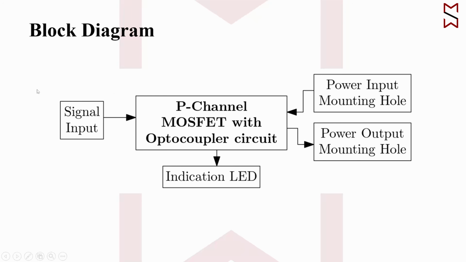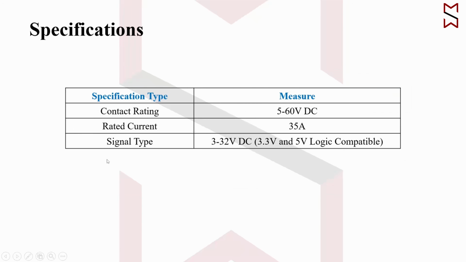The signal input also has been given with mounting holes, and this can be given from any microcontroller or PLC. The specifications of our design: it has a contact rating of 5 to 60 volt DC, it is rated for 35 amperes of continuous current, and the signal you can give from 3 volt to 32 volt DC to turn on this SSR. This is compatible with 3.3 volt, 5 volt and even 12 volt for PLC applications.